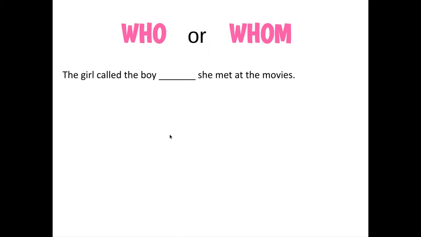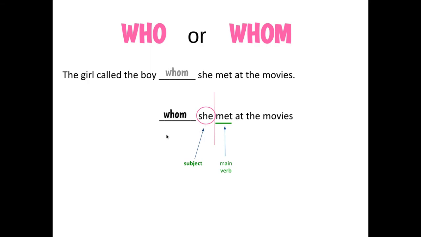Okay, now I want you to see if you can figure this out. The girl called the boy who or whom she met at the movies. Again, pay attention to just the adjective clause. It's who or whom she met at the movies, so I'm going to pull that down here. What's the main verb? What's the action word? Met. Is there already a subject for the verb met? Yes, there is. She. Since there's already a subject, who or what we're talking about, she, what do I use? Whom. I'm using whom since there's already a subject for that clause.